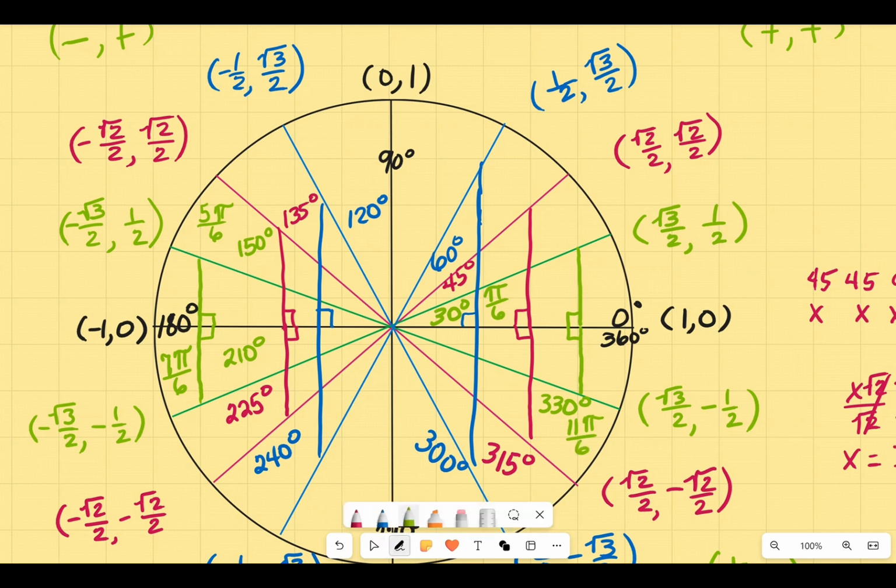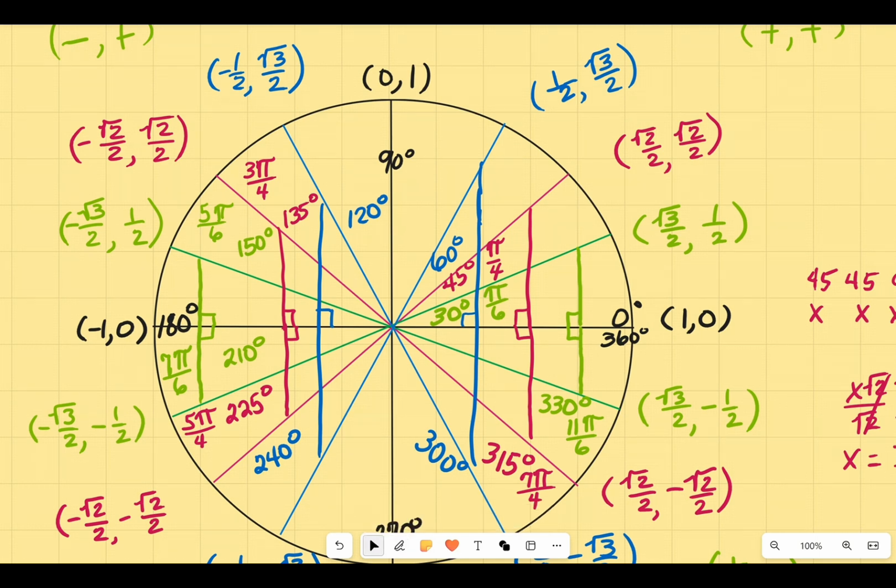Let's go to 45 now. If I do 45 times pi radians over 180, that gives me pi radians over 4. 135 is 3 pi radians over 4. For 225, 5 pi radians over 4. And for 315, 7 pi radians over 4. So what are you noticing? What you should notice is everything in green was over 6, everything in pink is over 4. Let's see what's going to happen with the blue.